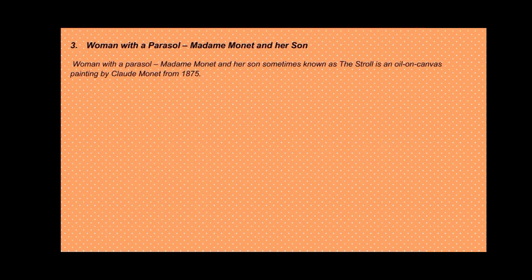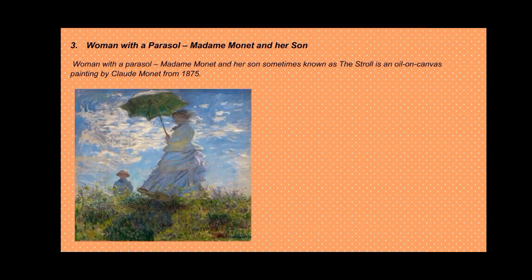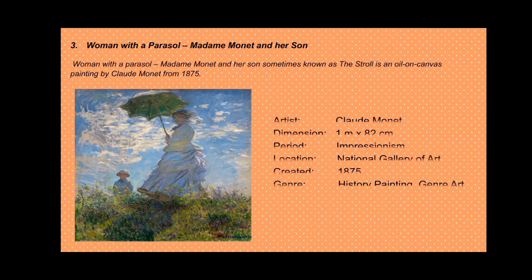Next, we have Woman with a Parasol, Madame Monet and Her Son. Woman with a Parasol, Madame Monet and Her Son, sometimes known as The Stroll, is an oil-on-canvas painting by Claude Monet from 1875. So, commonly what they use is oil-on-canvas painting. As we observe here in the illustration, there's a woman with a parasol, together with Madame Monet and her son.